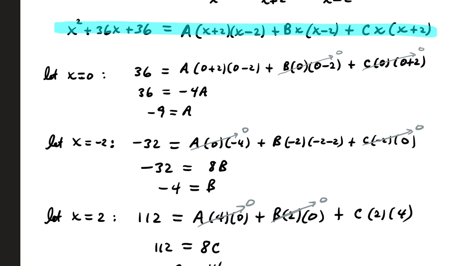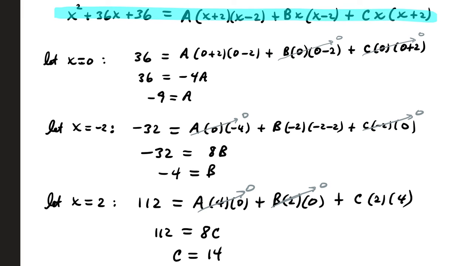So if you're careful substituting your number into the highlighted equation, you get the A group and the C group to zero out, and then that leaves negative 32 equals 8b, so B has to be negative 4. And then finally, we'll let x be positive 2.